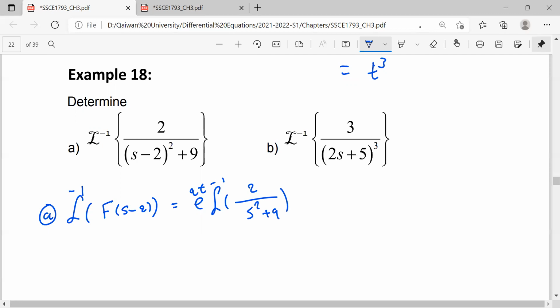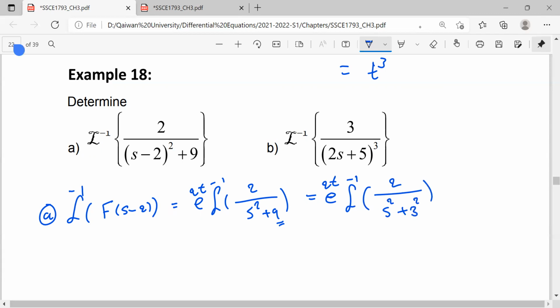What's a here? A is 3. A is this one. We don't look at the above one. Look at the denominator. It's s squared plus a squared. So in the denominator we have 9. 9 is 3 squared, which is 3. This equals e to the power 2t Laplace inverse of 2 over s squared plus 3 squared.